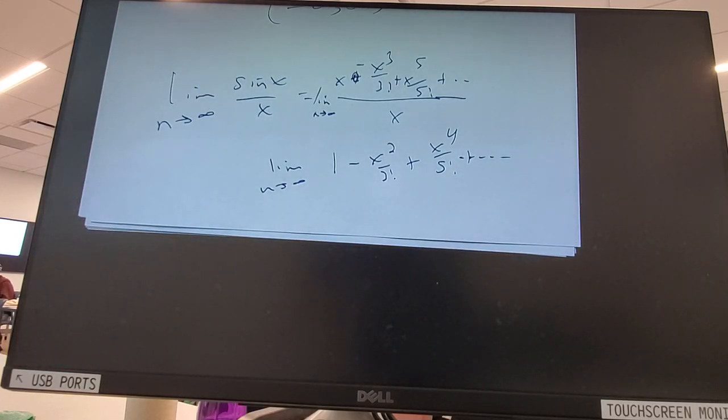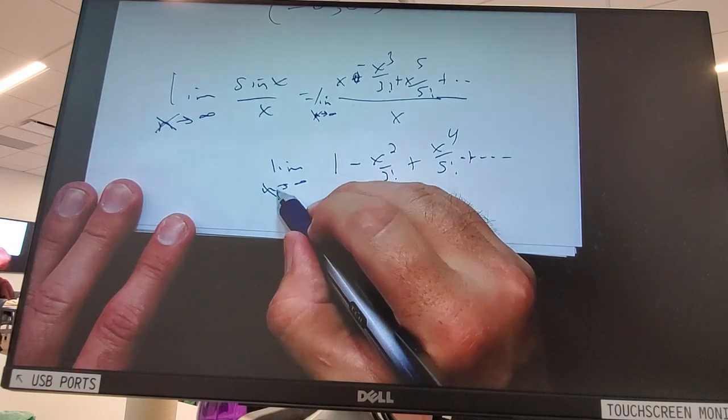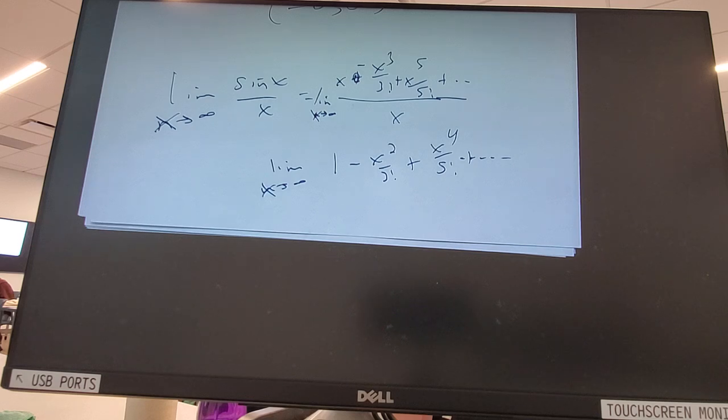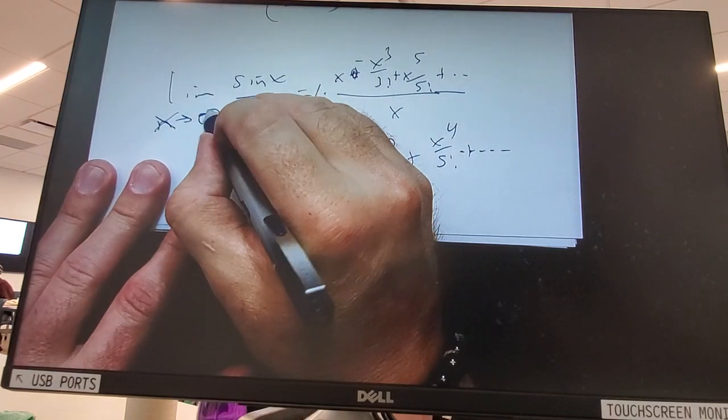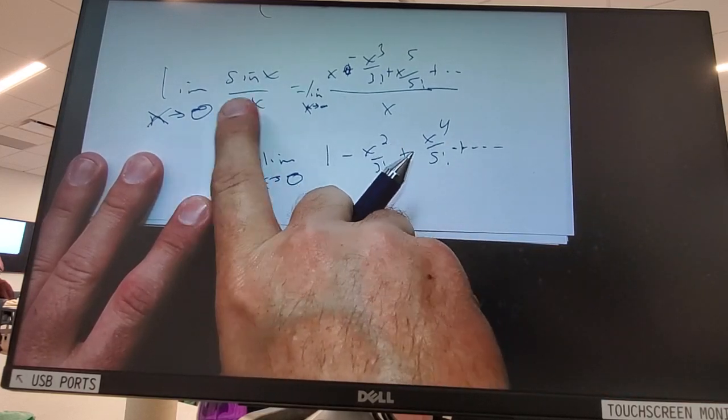Sorry, I wrote it in terms of x, so it should be x. You guys with me? So if I let x go to 0. We're doing so many infinity things nowadays, I just forgot. Okay, x goes to 0.